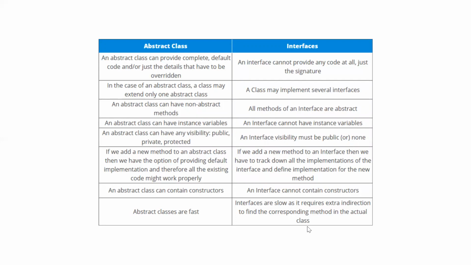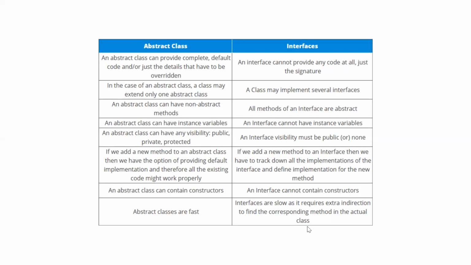An abstract class can provide complete default code or just the details that have to be overridden. We can create concrete methods, and it's not mandated that it should have at least one abstract method. An interface cannot provide any code at all, just the signatures. It has only abstract methods. A class may extend only one abstract class, whereas a class can implement multiple interfaces at a time.